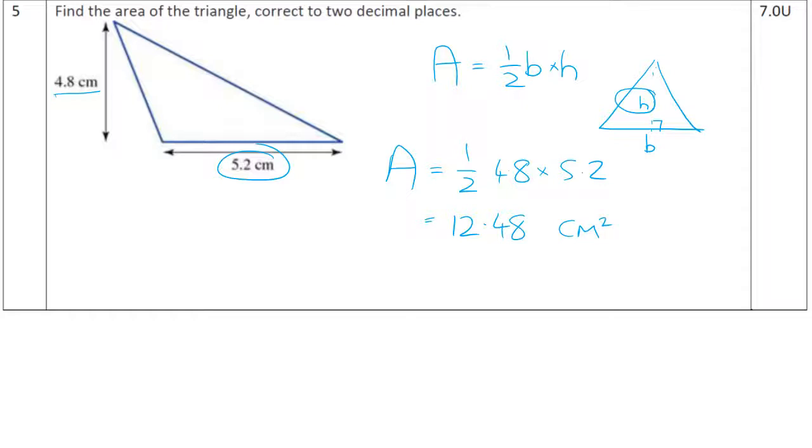Actually, the other error that happened fairly frequently with this one is just people forgot this. They knew that it was base times height, but you're forgetting that for a triangle it's only half.